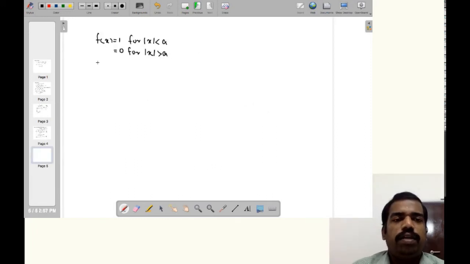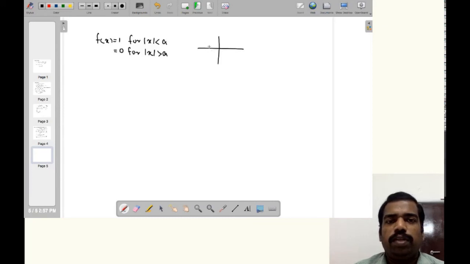This is a question. Write the Fourier transform of the function f of x equal to 1 for mod x less than a, and equal to 0 for mod x greater than a. Actually this is a box type function. If this is minus a and this is plus a, it is equal to 1 in between and equal to 0 for mod x greater than a. So this is the shape of the function. We are just finding the Fourier transform of this particular function.